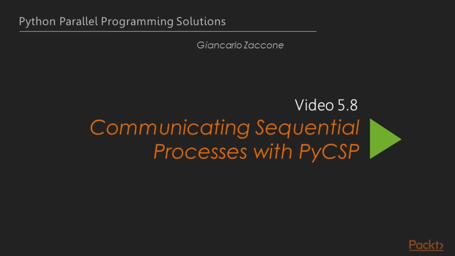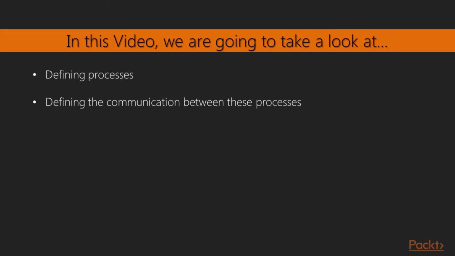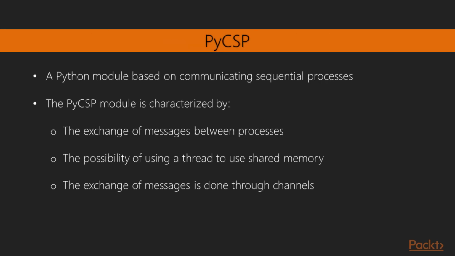In the previous video, we developed a client-server application with Pyro4. This is the 8th video, Communicating Sequential Processes with PyCSP. In this video, we'll introduce the basic concepts of PyCSP, the processes, and the channels. PyCSP is a Python module based on communicating sequential processes, which is a programming paradigm developed to build concurrent programs via message passing.